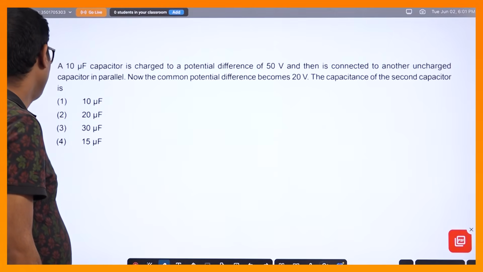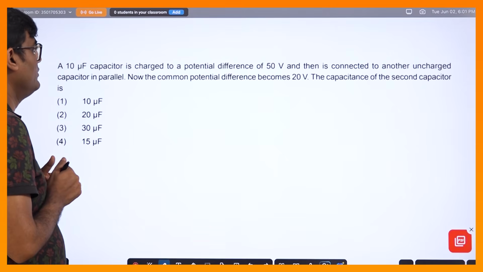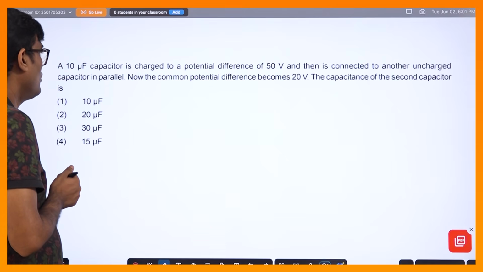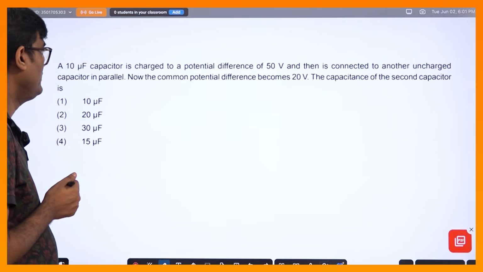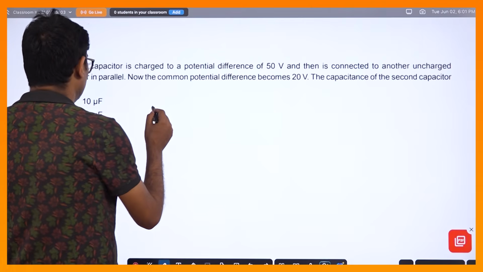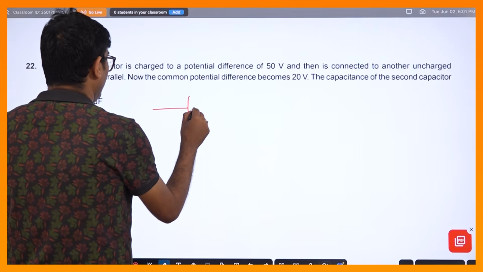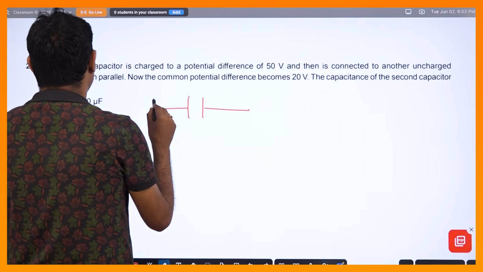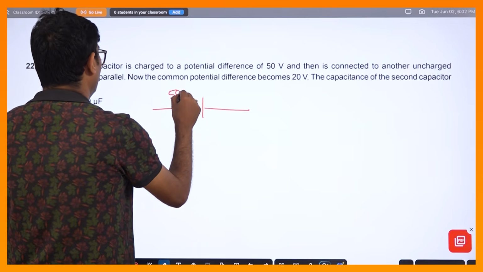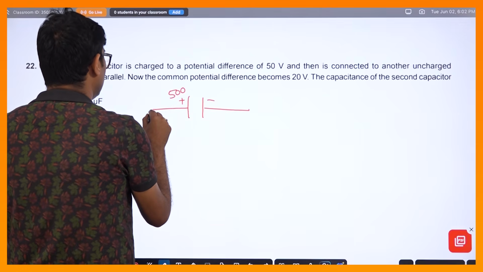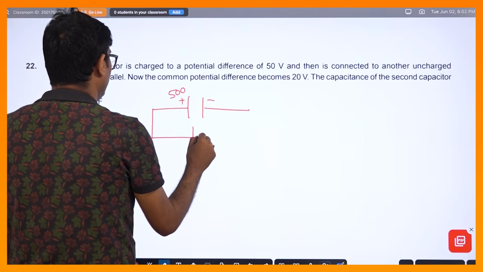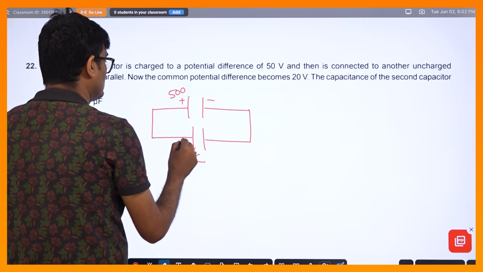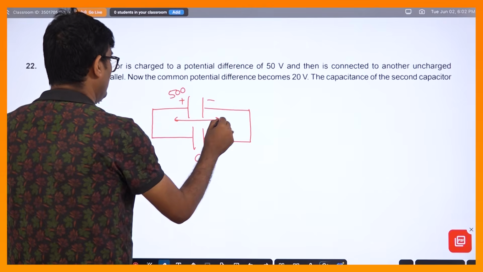A 10 mu f capacitor is charged to 50 volt and then connected to another capacitor in parallel. Now the common potential difference becomes 20 volt. What is the second capacitor? So if it is 10 mu f, potential difference 50 volt, so it is 500 mu coulomb already the charge on this capacitor, and it is connected in parallel to another capacitor, so that the potential difference becomes 20 volt.